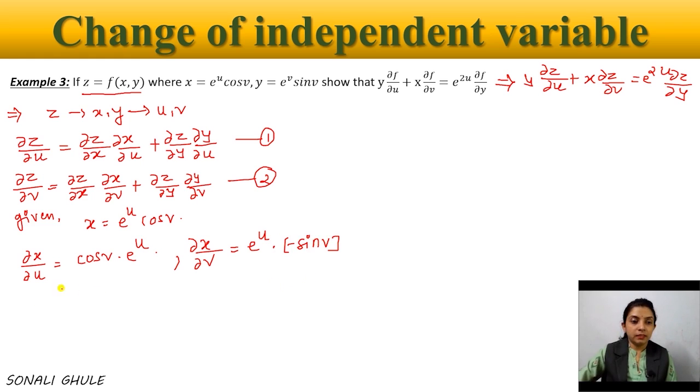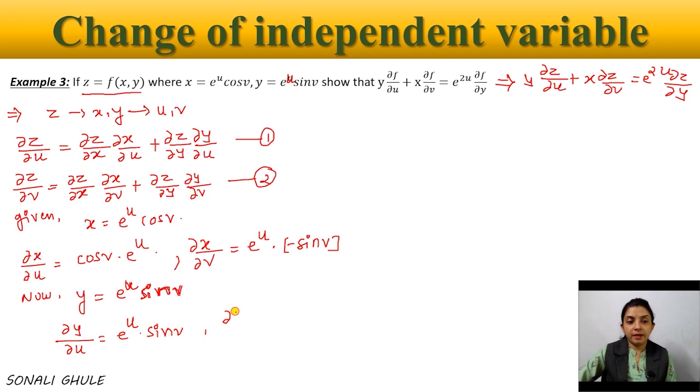Okay. Now we have a second value for y. What is it? E to the power u, this should be u, into sin v. Okay, this is u, not v. So e to the power u into sin v. Differentiate this y with respect to u. Definitely e to the power u derivative and sin v constant.